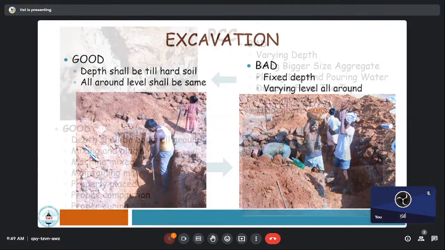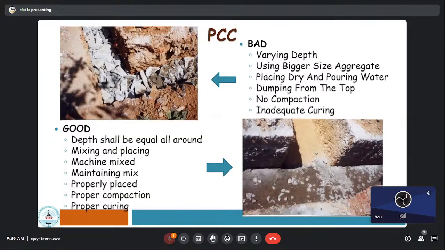Once the excavation is over, we will do the PCC. PCC is ignored actually. At many construction sites, if you just go and observe, they will just stack the stones. All sorts of unwanted stones will be stacked, and over them they will put some slurry. Cement and sand slurry they will put, and they will just ram. That is not the right way.